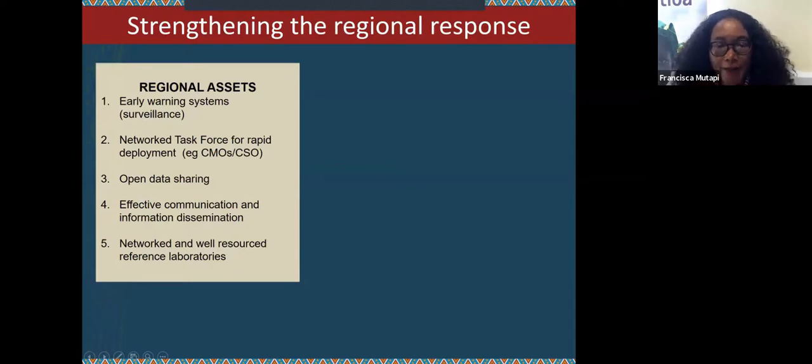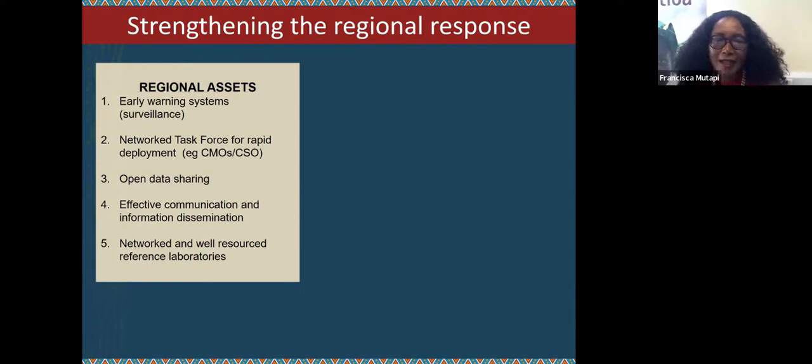We need open data sharing so that we can understand what is going on in one country and prepare for any consequences in other countries. And this is helped by the next asset, which is effective communication and information dissemination. And finally, we need a networked and well-resourced series of reference labs.